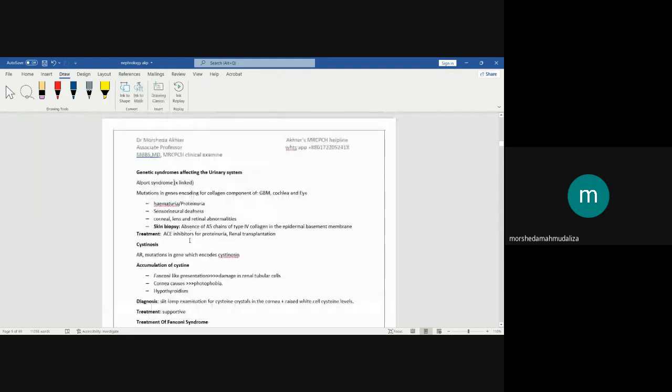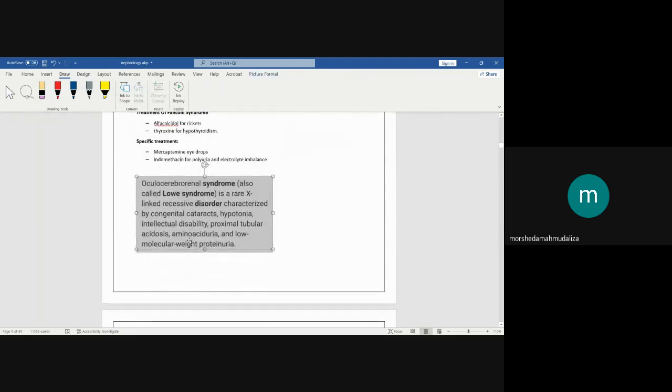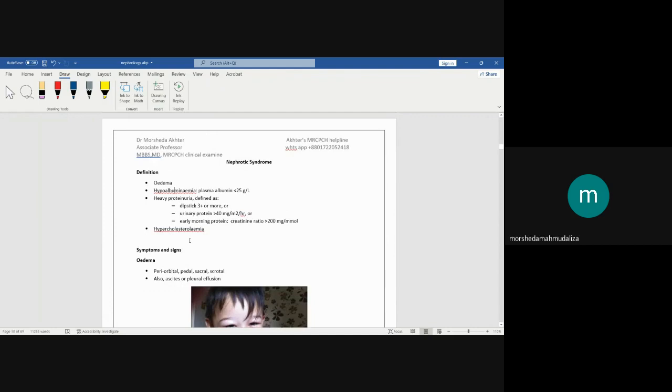and we discussed cystinosis and also Lowe syndrome. I think there is a very old recall about Lowe syndrome, where you will get proximal renal tubular acidosis like features: aminoaciduria, glycosuria, with proteinuria and cataract. Okay, then it could be oculocerebrorenal syndrome or Lowe syndrome.